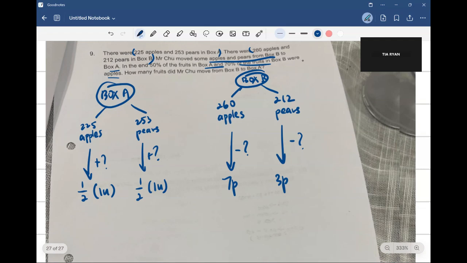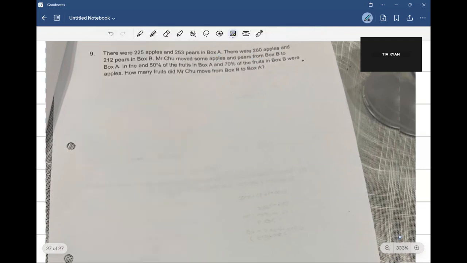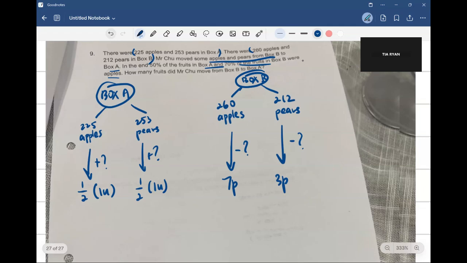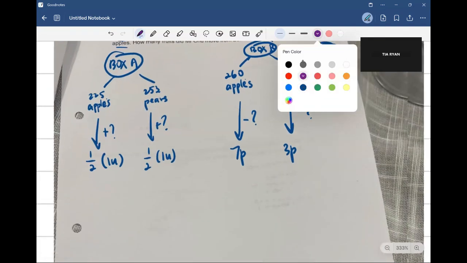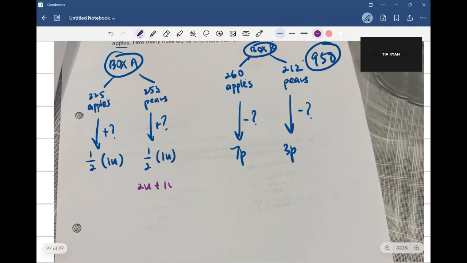This is an internal transfer question because they transferred from box B to box A. There was never an external transfer in this whole question. So the total, we know it doesn't change. What is the total? The total is technically this plus this plus this plus this, which is 950. So we can deduce our first equation: 2u plus 10 parts equals 950. This is our equation 1.